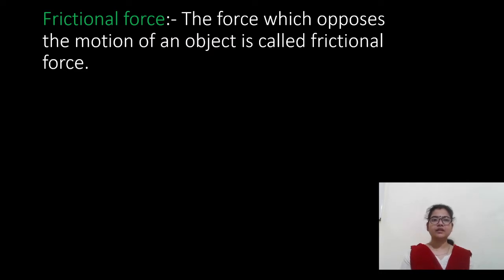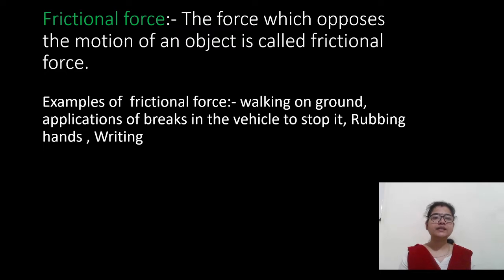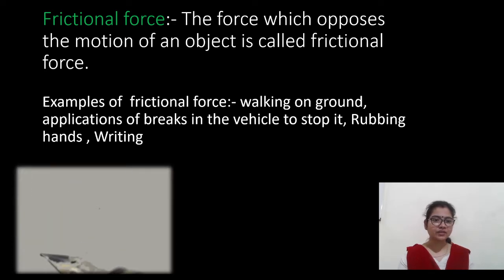Frictional force. Now we will see frictional force, the force which opposes the motion. If motion is taking place, the force which is opposing the motion of an object is called frictional force. Let's see examples of frictional force: walking on the ground, application of brake in the vehicles to stop it, rubbing hands, writing. See here, we will see some pictures.